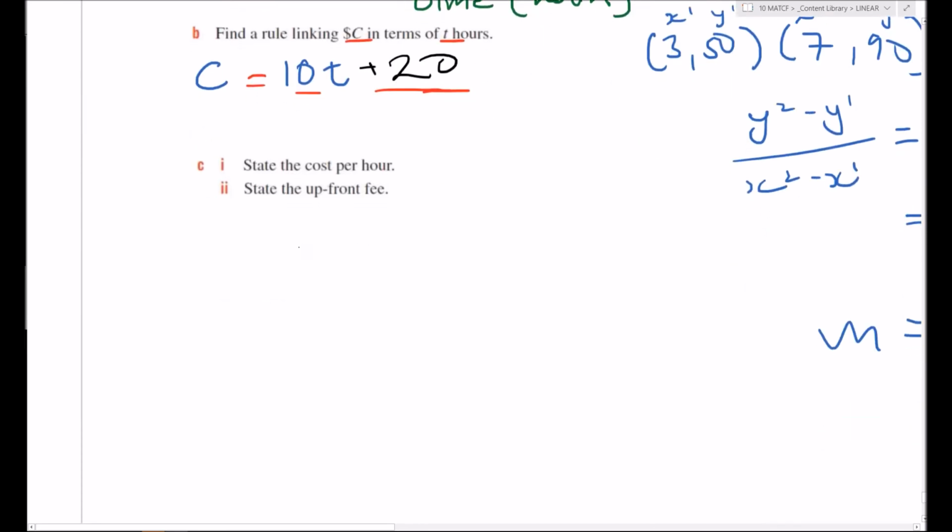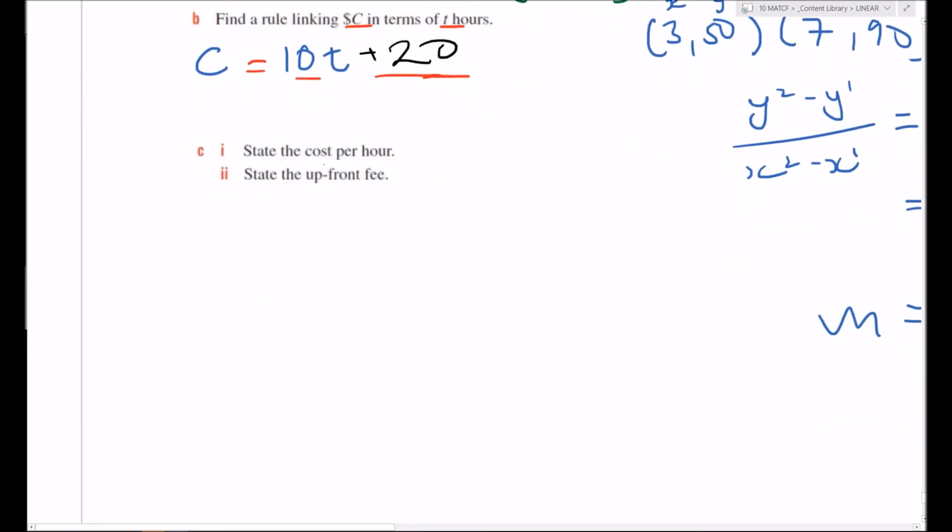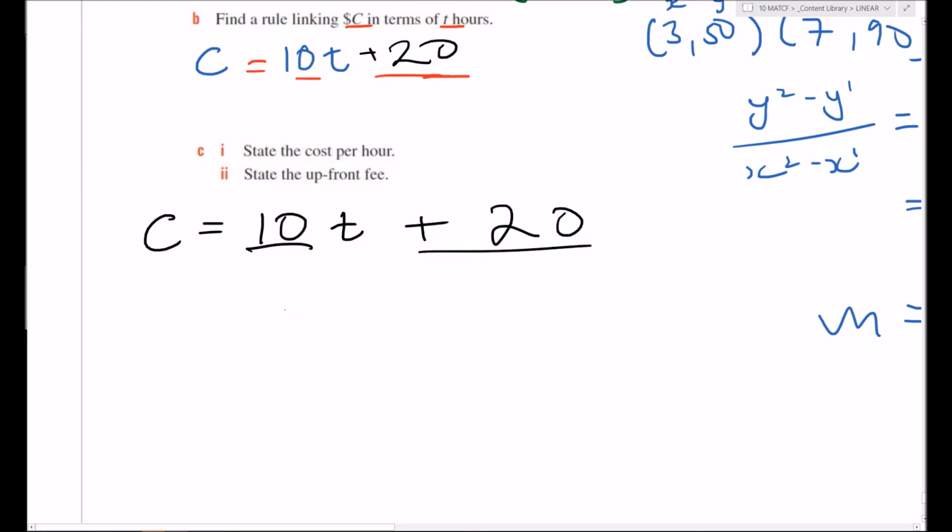Okay. So last part here. I know this has taken a bit longer than expected, but last part here now: state the cost per hour and then state the upfront fee. So my formula, remember, is C equals 10t plus 20. Now, again, remember that in the context of the question, what does the gradient represent and what does the y-intercept represent? Your gradient is kind of like your common difference. Now if you think about that with this question, state the cost per hour. That means every hour, the common difference, you're going to add $10. So the cost per hour is $10, which is the gradient.